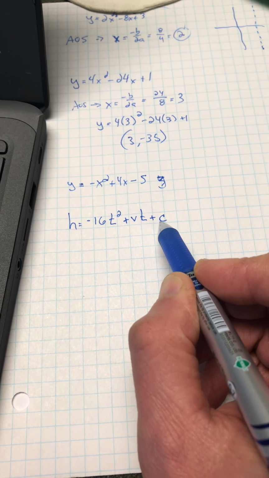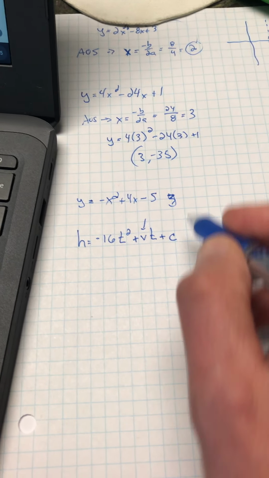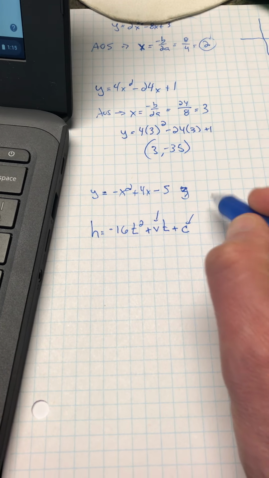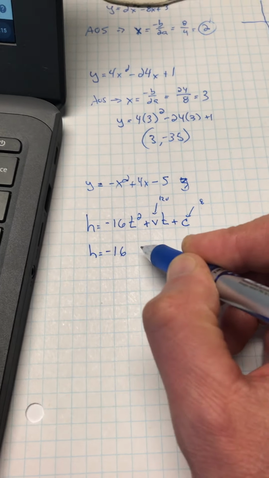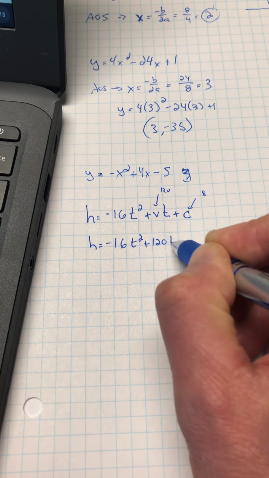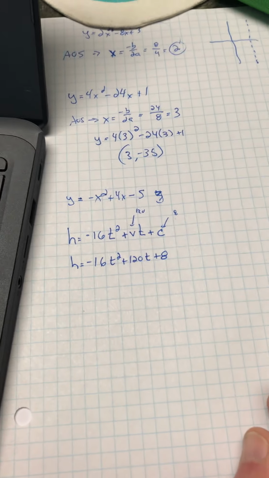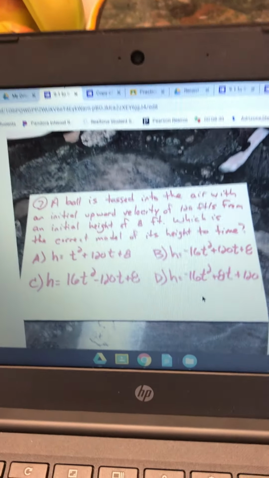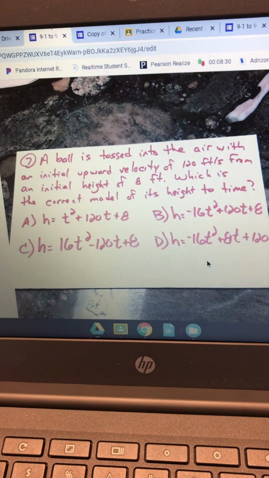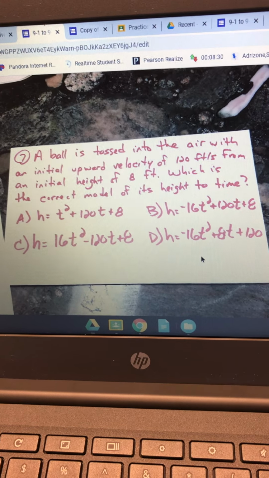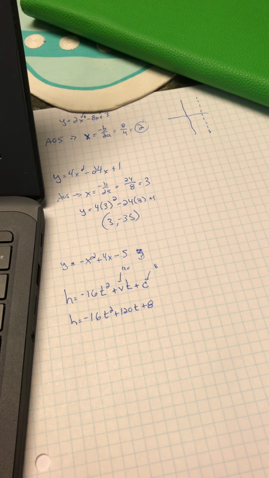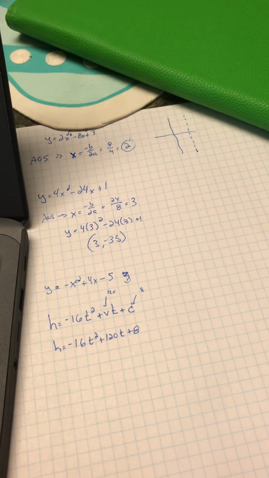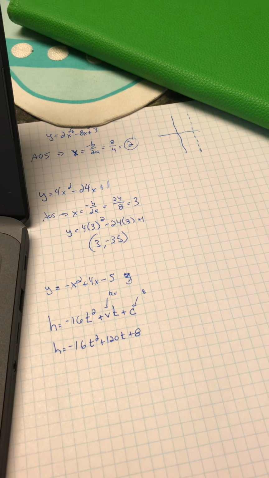It's an upward initial velocity of 120. That's going to go in here. And our initial height was 8. So this guy's 120, this guy's 8. So h is going to equal -16t squared plus 120t plus 8. That would be our answer to that guy, which looked like we had letter B. Okay, would be the right answer there. And from there, I think the next question or so as we move through asks to find like what is the max height. That's just the vertex. Anytime you see max or min, we're thinking vertex, opposite of B over 2A.